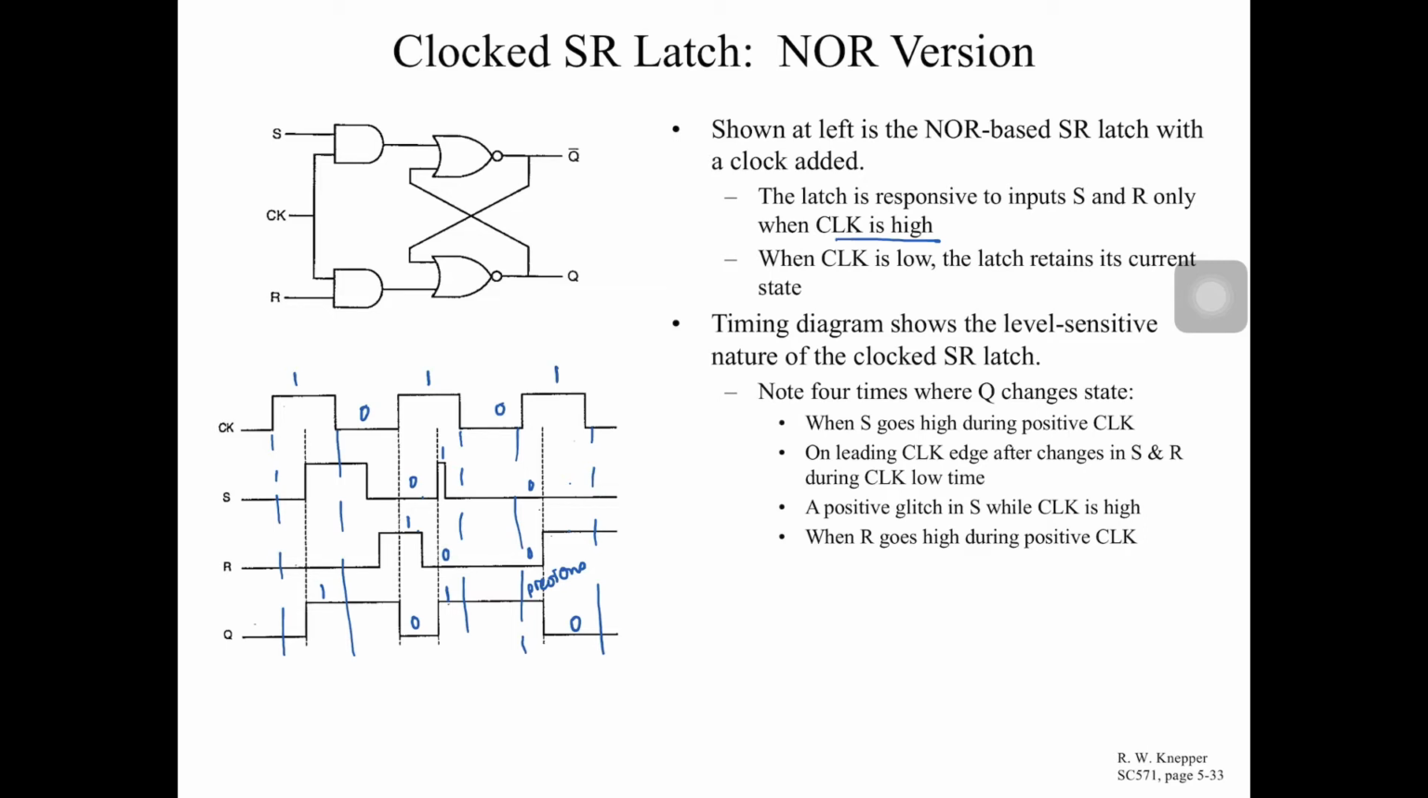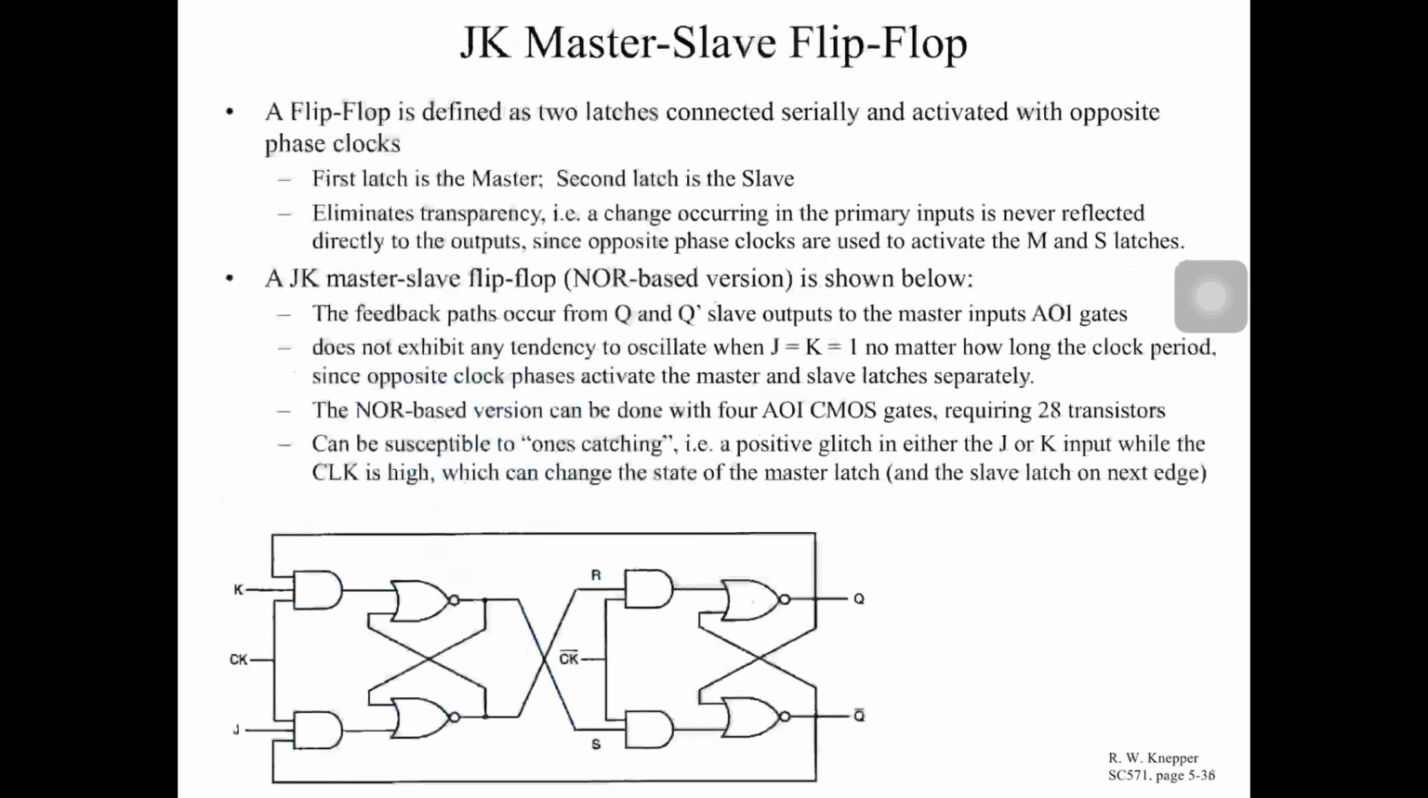The timing diagram shows the level-sensitive nature of the clocked set-reset latch. Note the four times when Q changes state: when S goes high during the positive clock, and on the leading edge after changes in set and reset during clock low. There is a positive glitch in S when the clock is high, and it sets the output. And when reset goes high during the positive clock, the output will be 0.